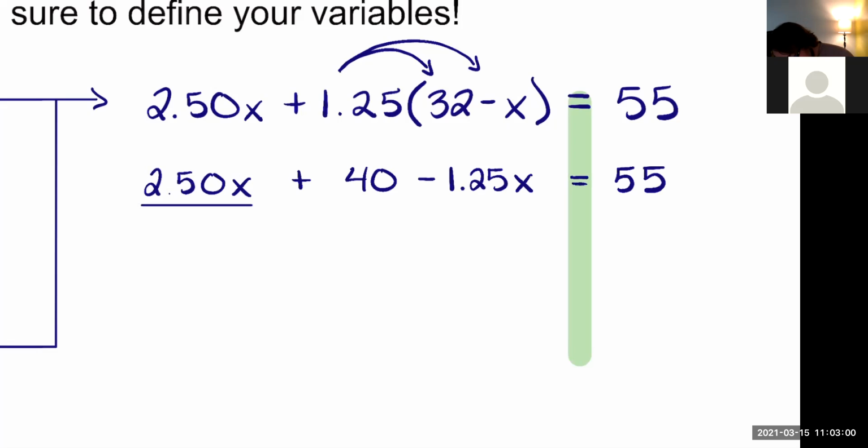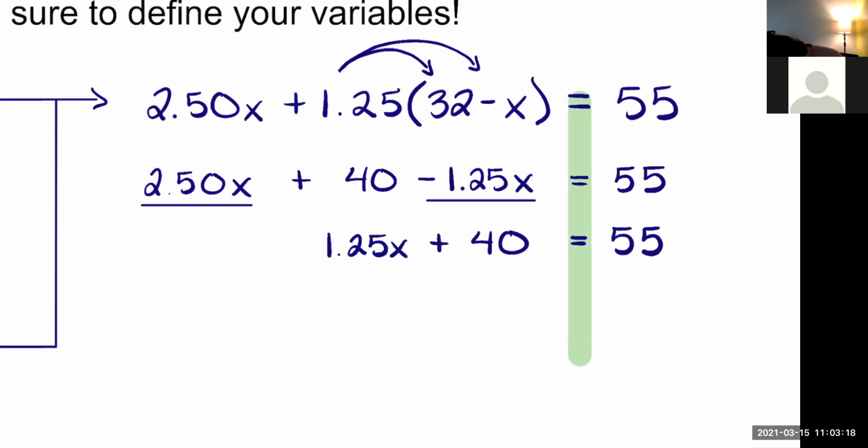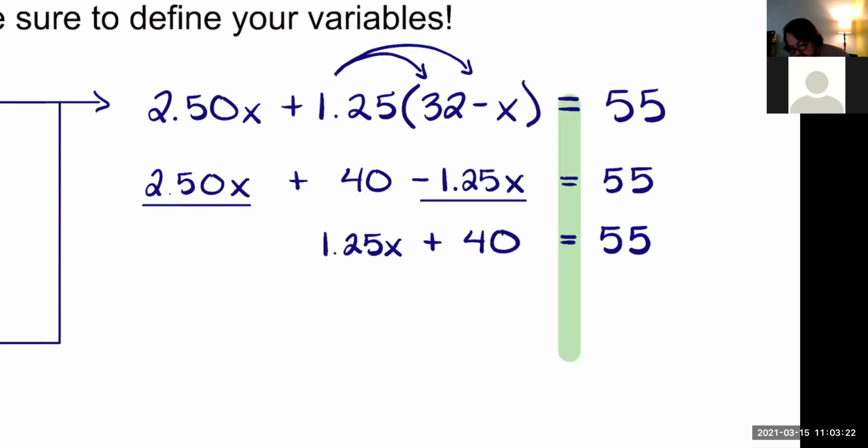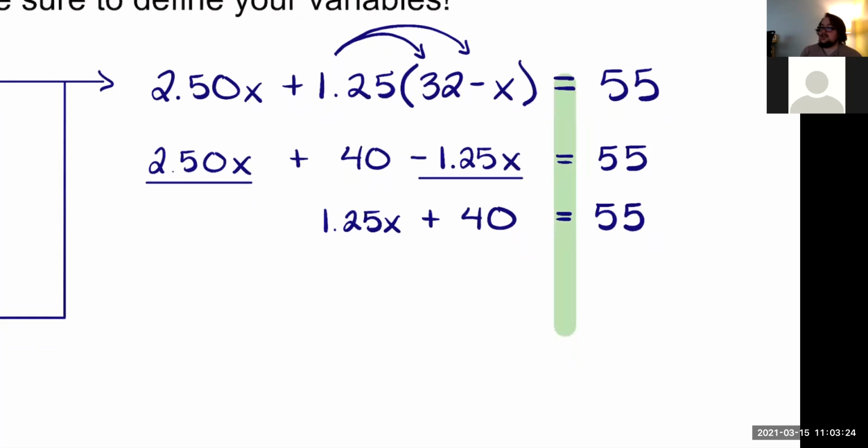What do I have? The 2.50X and the $1.25X. If I were to combine those, what would I get? $1.25X plus the 40 drops on down, still equals 55. Do I have the variable on both sides? No. So now all that's left is to get that variable by itself.